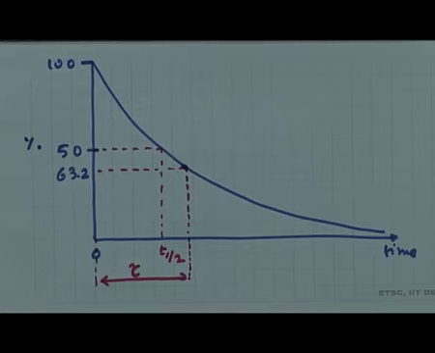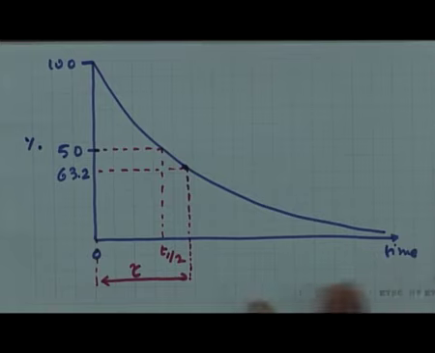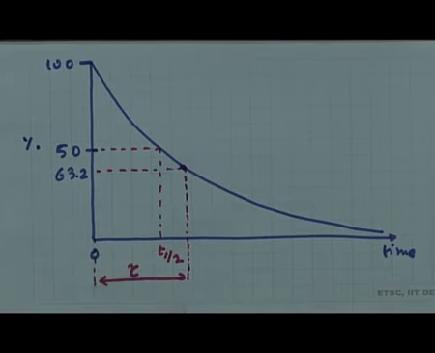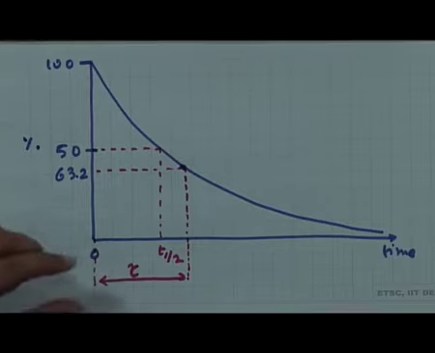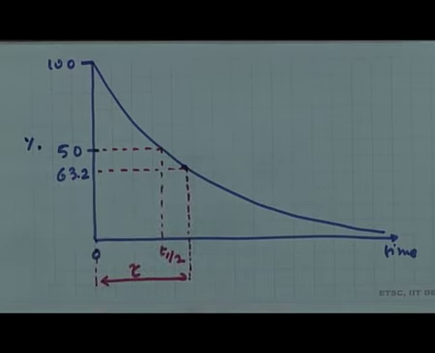So, you realize that even after this time, which is significant, there is about 36.8% of the reaction that has to go on. It is not exactly drawn to scale, but hopefully you understand the point I am trying to make, that from this graph we can figure out what the relaxation time would be if I am given a plot like this.